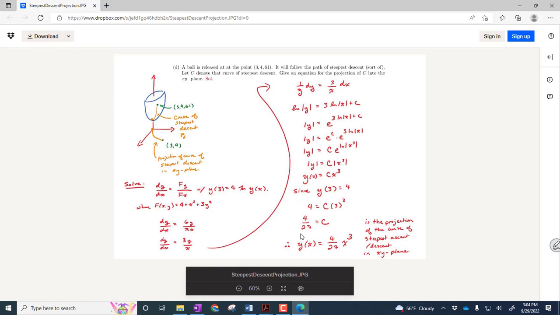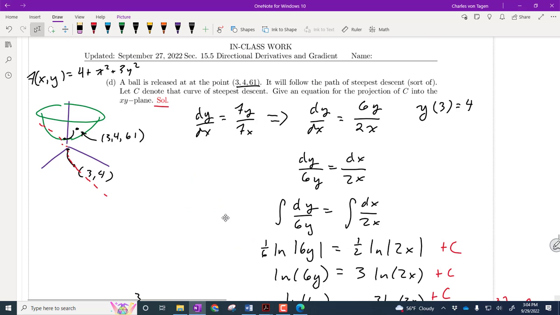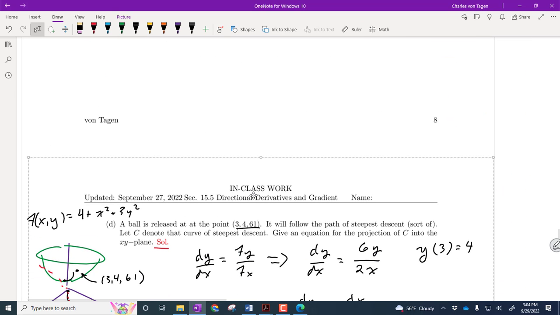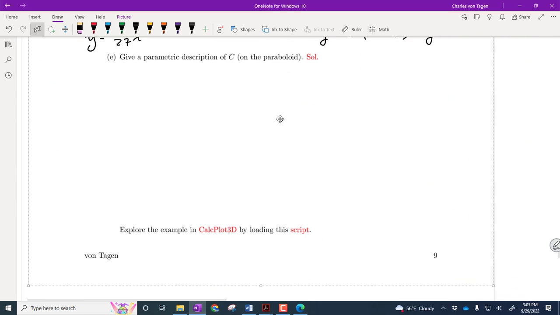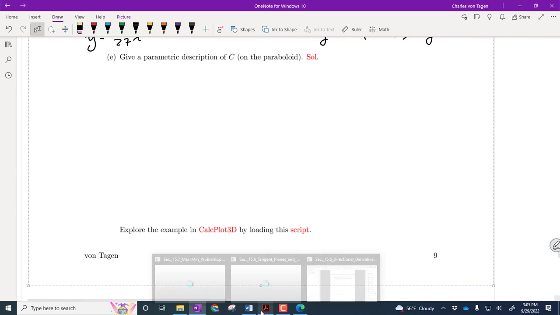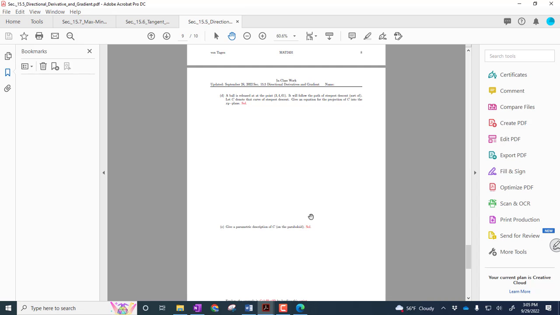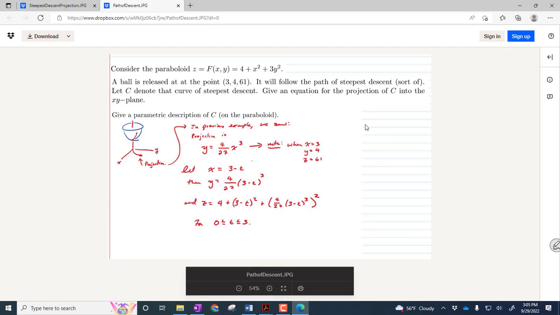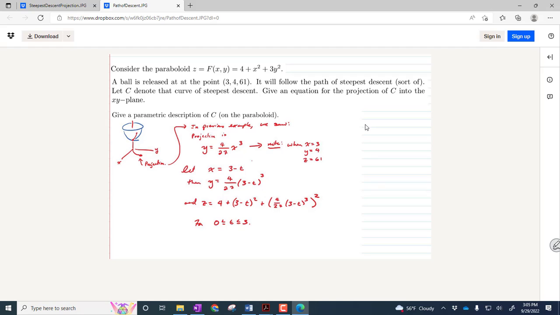So what we've found here, folks, is the path of steepest ascent in the xy plane. What is the next question? What's the question after this? It asks you to give parameters of, let's say C denotes the path of steepest ascent. So let's see what we do in the next one. I do it in the next part of the problem. So let's just take a look at this here, folks, and I'll let you copy it over.